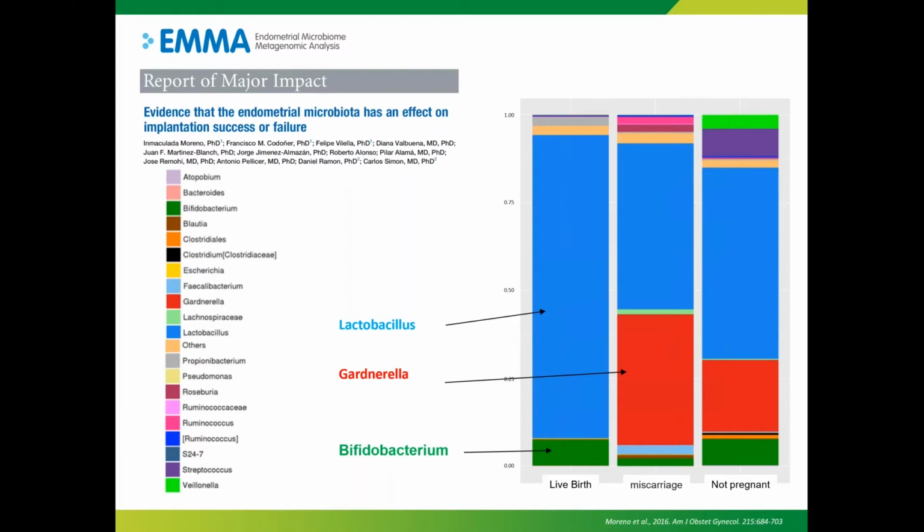Lactobacillus is a major good bacteria in live birth. Gardnerella was found in the miscarriage and no pregnancy group. We can see this in this chart.